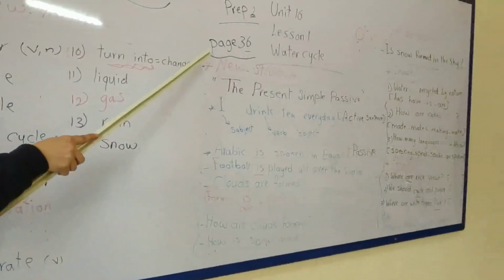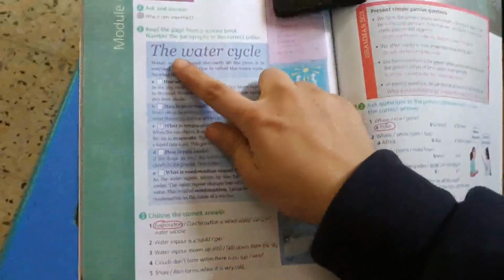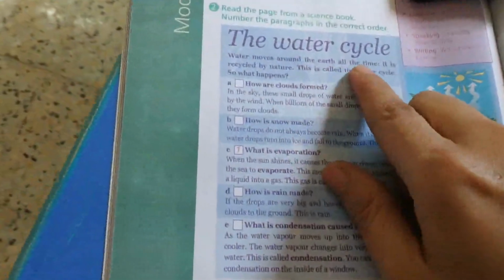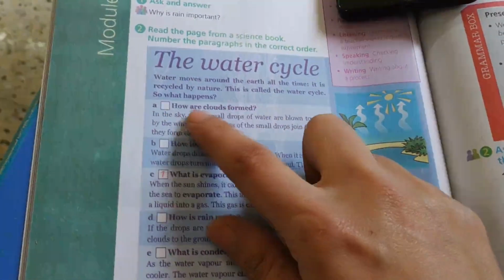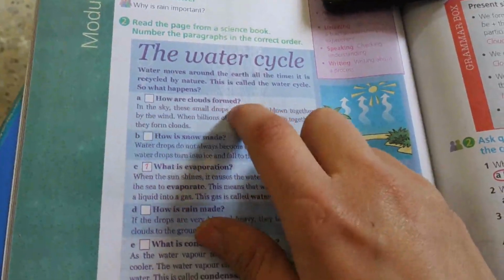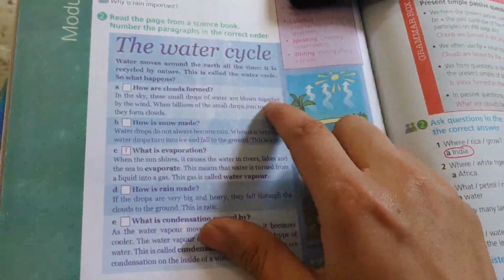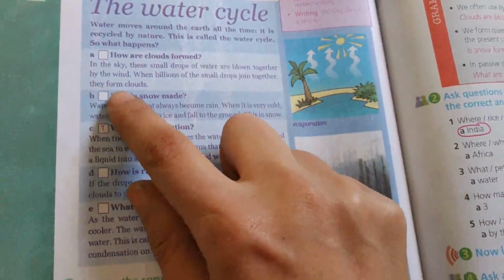Let's read page 36, Lesson 1. The title is The Water Cycle. Water moves around the earth all the time. It's recycled by nature. This is called the water cycle. A: How are clouds formed? In the sky, these small drops of water are blown together by the wind. When billions of small drops join together, they form clouds.